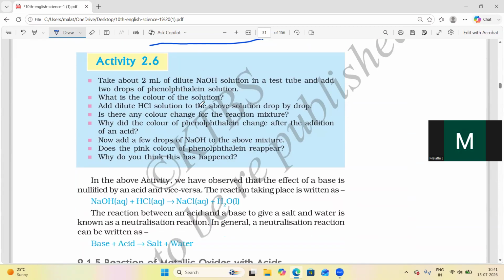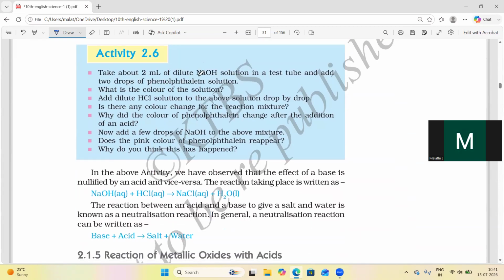Take 2 ml of dilute sodium hydroxide solution in a test tube. Add a few drops of phenolphthalein indicator. Last class we discussed that phenolphthalein indicator is colorless, and when we add it to a base, that is NaOH, the solution turns pink.